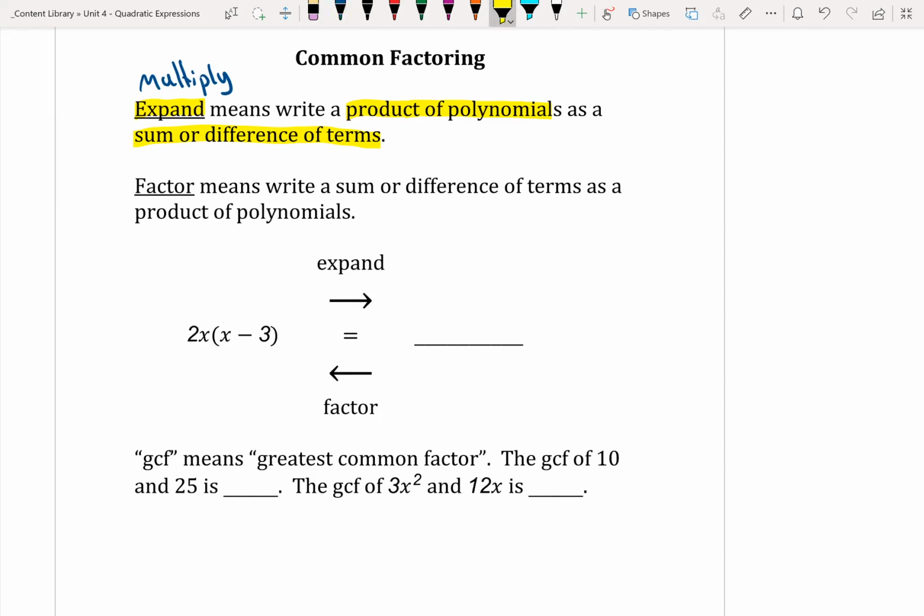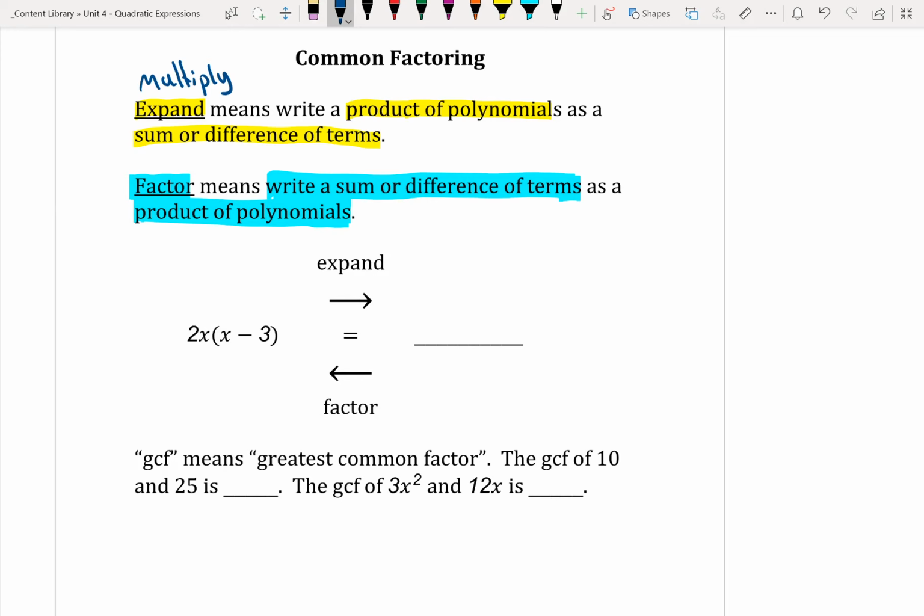And when we talk about factor, factor means to write a sum or difference of terms as a product of polynomials. So this is basically the reverse of what we've been doing or what we've just done. So it's the opposite of expanding.